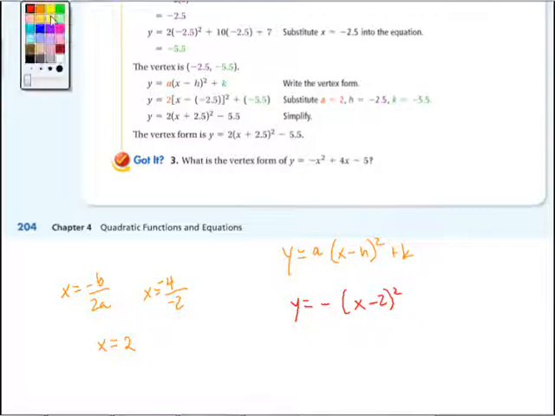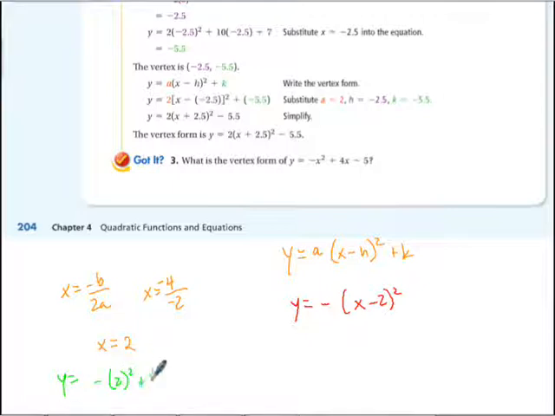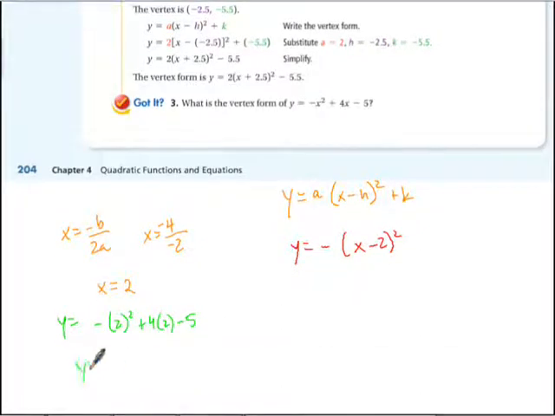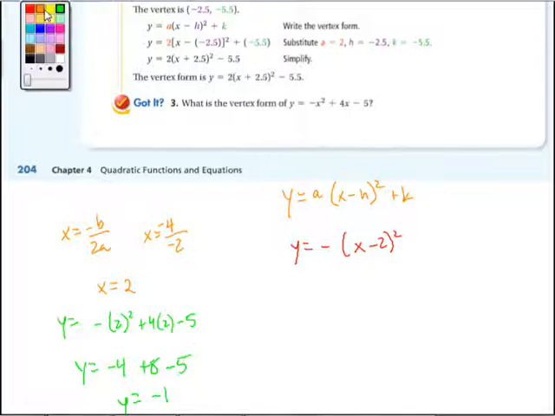To find k, I'm going to take this 2 and plug it back in, just like what they did up here. Y equals, I go back to the original one, negative 2 squared plus 4 times 2 minus 5. We simplify this, and I get y equals negative 4 plus 8 minus 5, and y equals negative 1. So back to my answer: the k value is minus 1, and that's it.